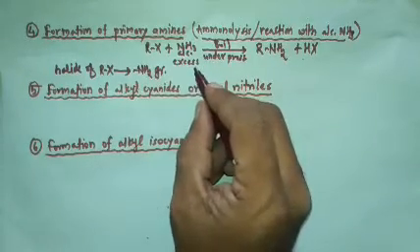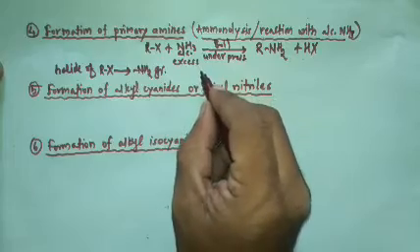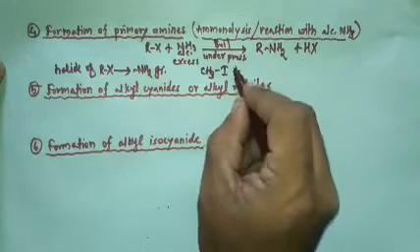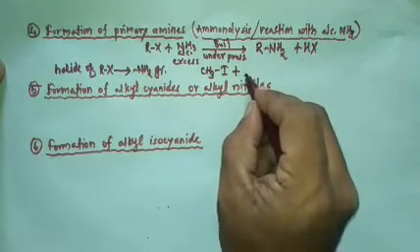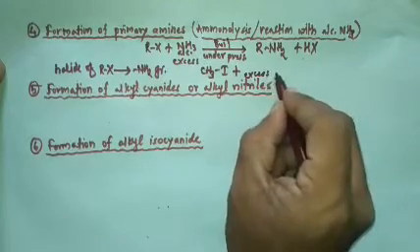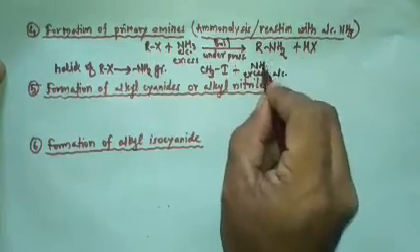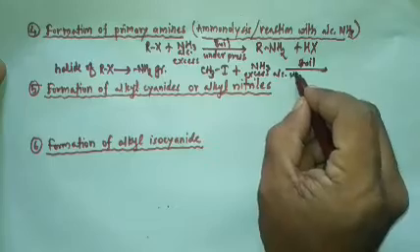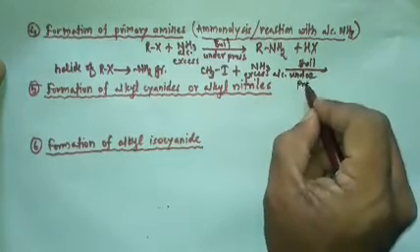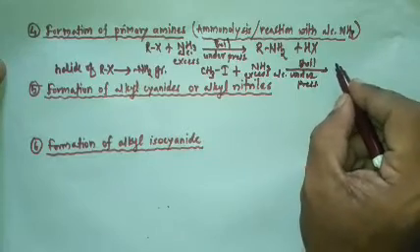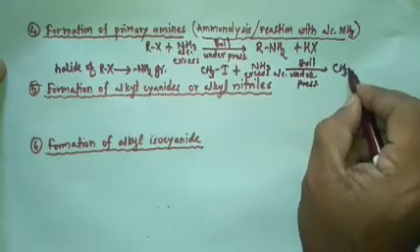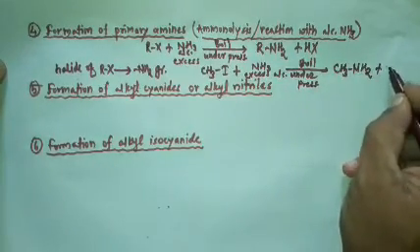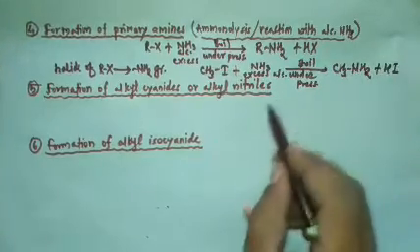Let's study one example. So when methyl iodide is reacted with excess of alcoholic ammonia, and when the reaction mixture is boiled under pressure, then there will be the formation of CH3NH2, that is methylamine, and the byproduct formed is HI.